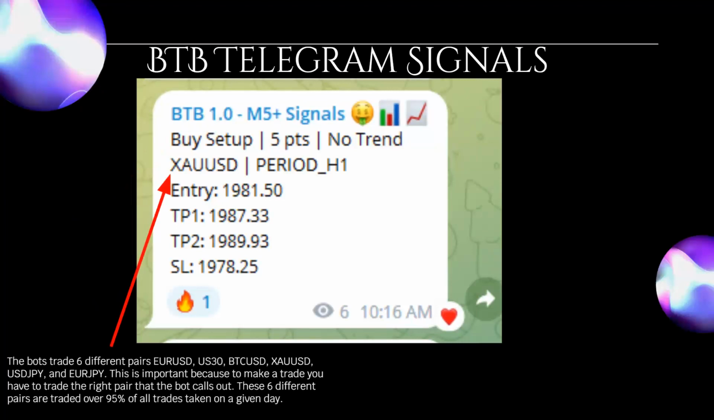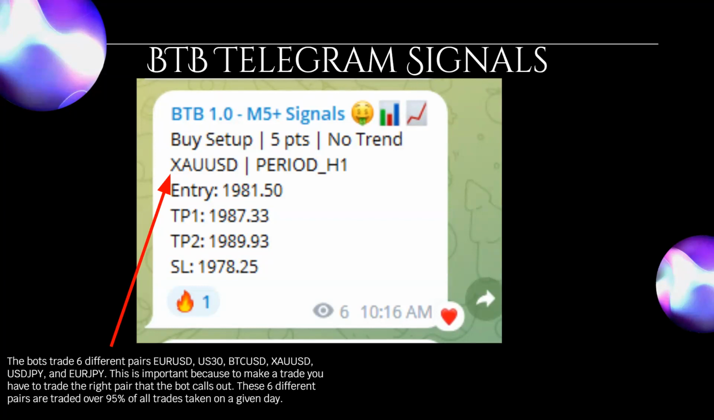Next, the bot trades 6 different pairs. Okay, on this bot right here, this is bot number 1. This isn't the stock bot, so it's not going to trade the other ones. It's only going to trade Euro USD, US 30, Bitcoin, XAU USD, USD JPY, and Euro JPY. Okay, it's very important that you trade the trade that it says. Sometimes we'll be stuck on trading Bitcoin, and it'll give out a Euro USD, and you just trade it thinking it's Bitcoin to buy it, and it's not going to work out for you because it's a whole different trade.